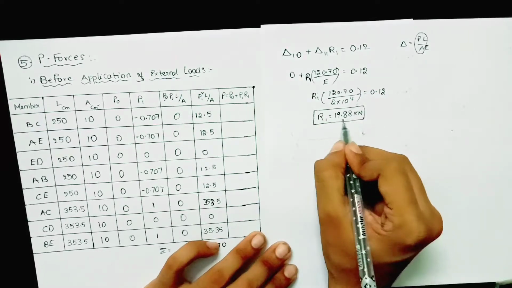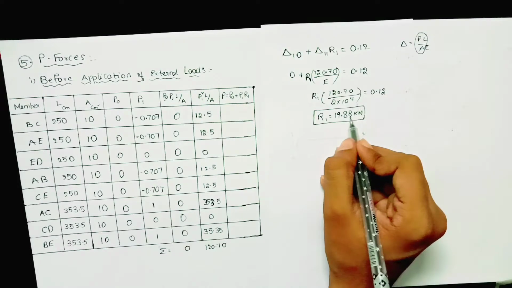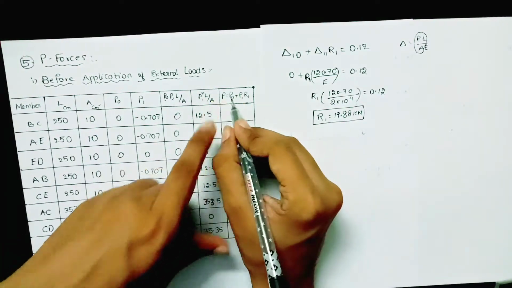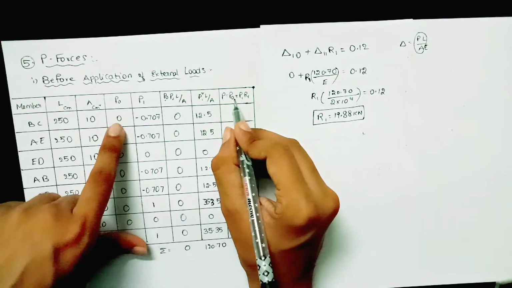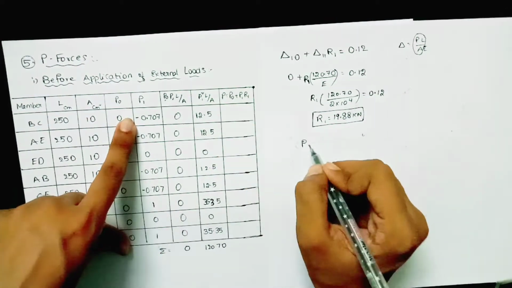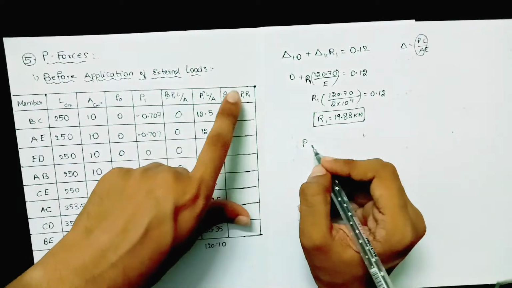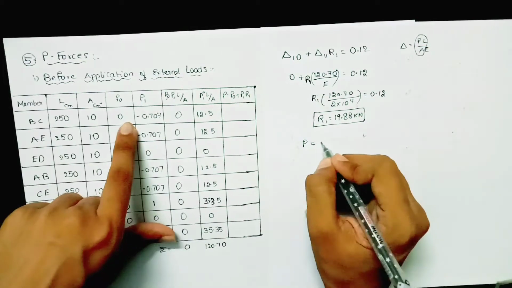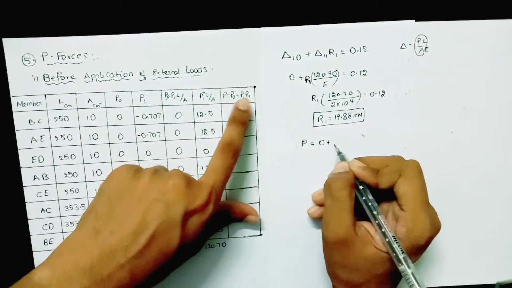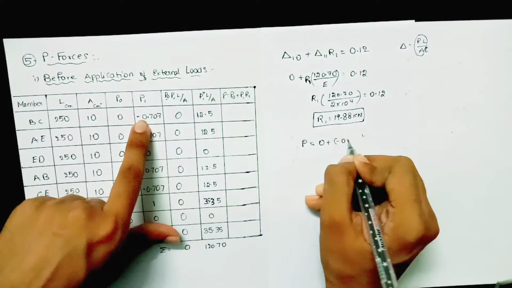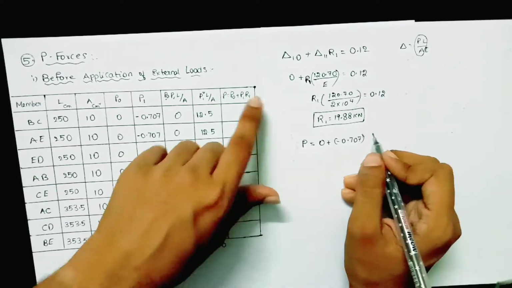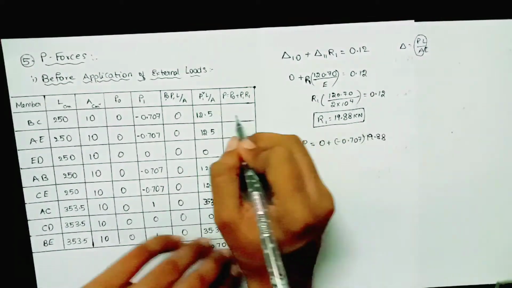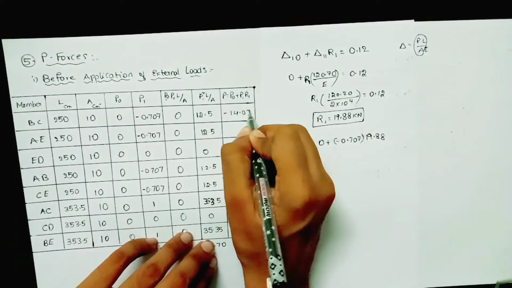Now place this 19.88 kilonewton in this formula. Okay, now this formula P0 value for BC member is 0. I am calculating the final force by using this formula. So P equal to P0 value for BC is 0, again plus P1 value is minus 0.707 into R1. This is 19.88. The value is minus 14.05.